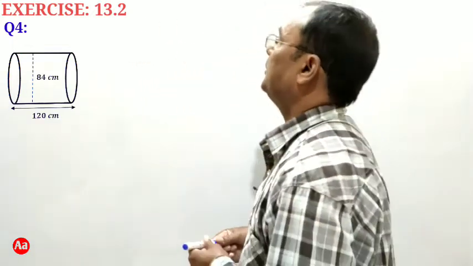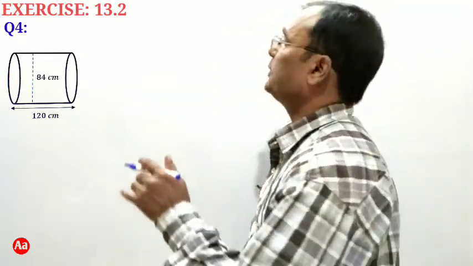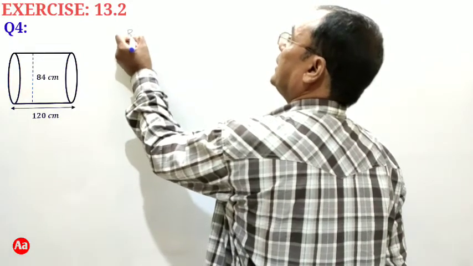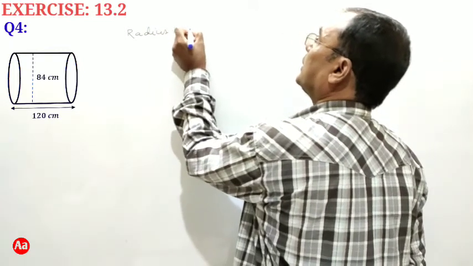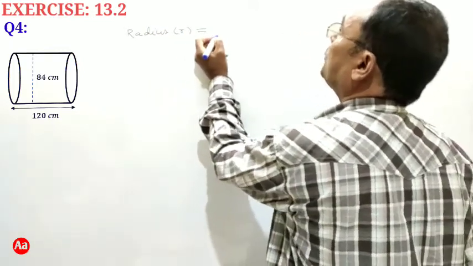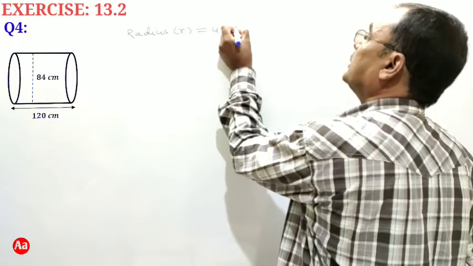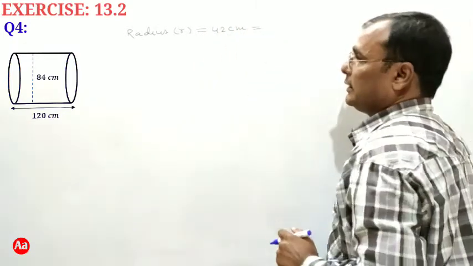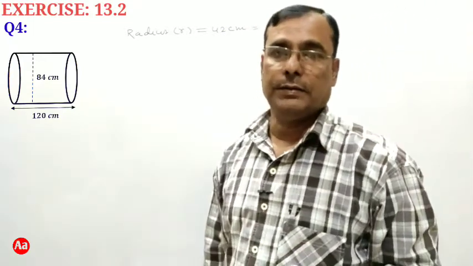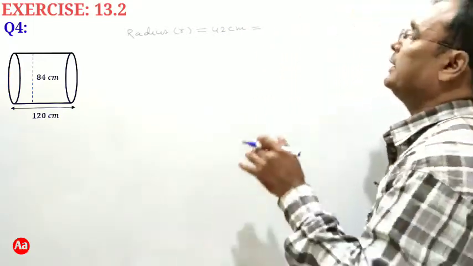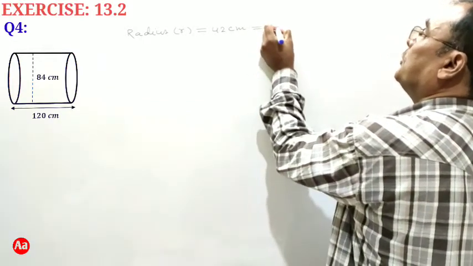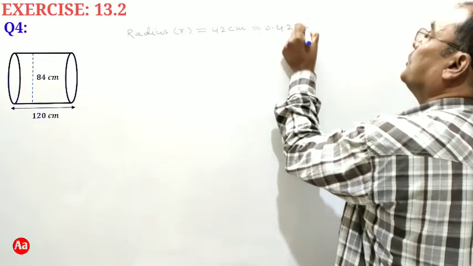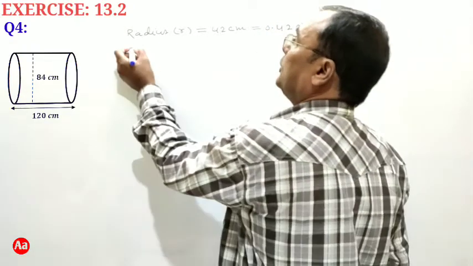So let us write the diameter of the roller. It is cylindrical in shape, and is given as 84 centimeter. So directly we are writing the radius of the roller. Radius of the roller R is 84 by 2, that is 42 centimeter, and let's change it into meter because the area of the playground we have to find in meter square. So 42 centimeter in meter is 0.42 meter.